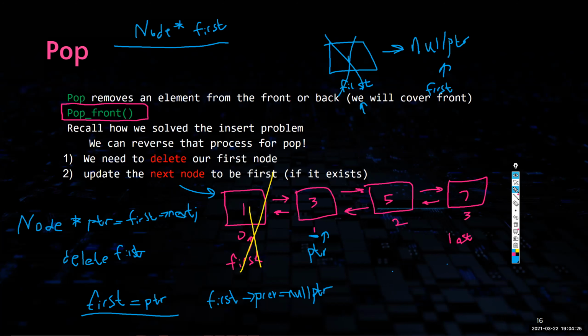And first is defined for a single linked list, right? So for a single linked list, there's only one first and one last. So all we're doing here is saying instead of our list starting at 1, we're now going to start at 3.